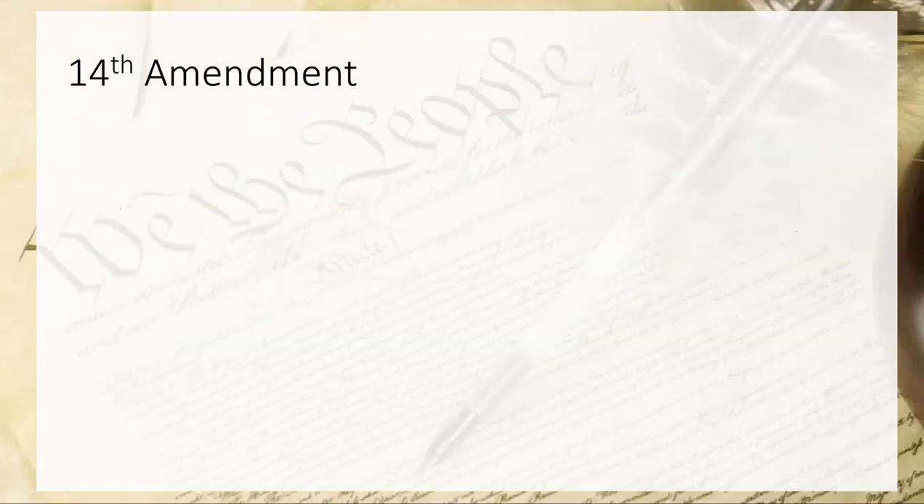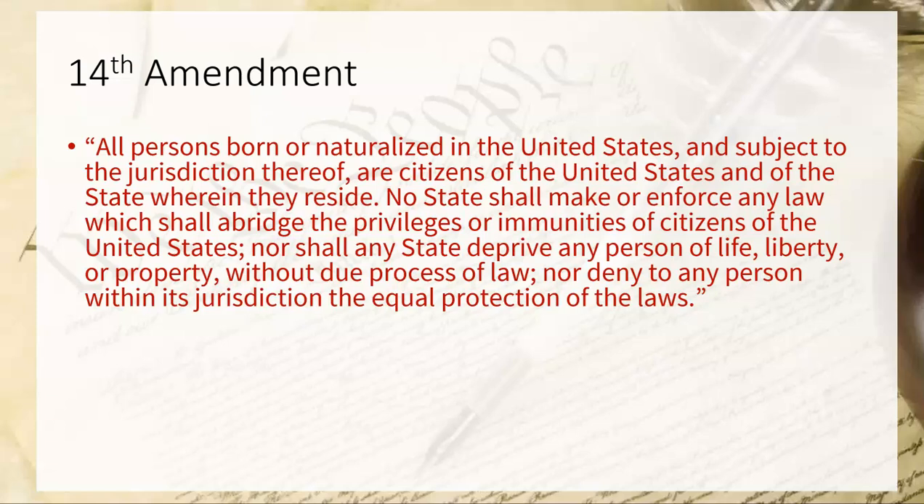The 14th Amendment is Mrs. Jelinek's favorite. All persons born or naturalized in the United States and subject to the jurisdiction thereof are citizens of the United States and of the state wherein they reside. No state shall make or enforce any law which shall abridge the privileges or immunities of citizens of the United States, nor shall any state deprive any person of life, liberty, or property without due process of law, nor deny to any person within its jurisdiction the equal protection of the laws. This is a long one.